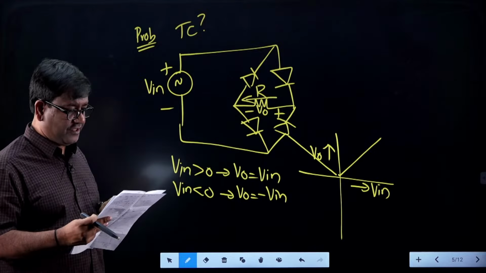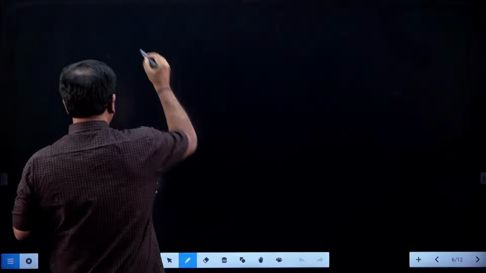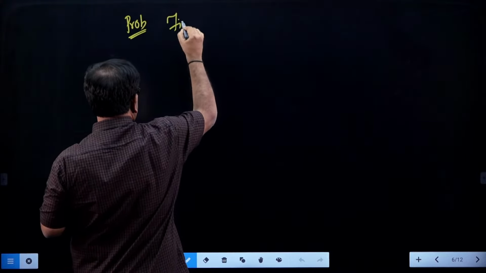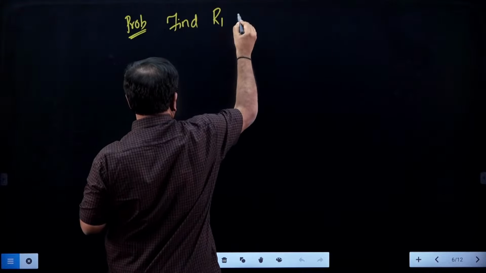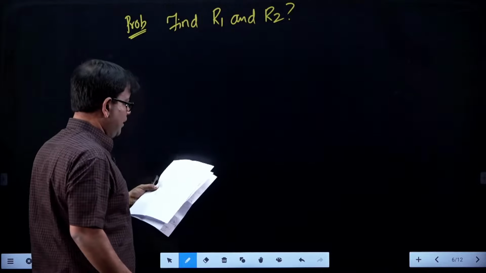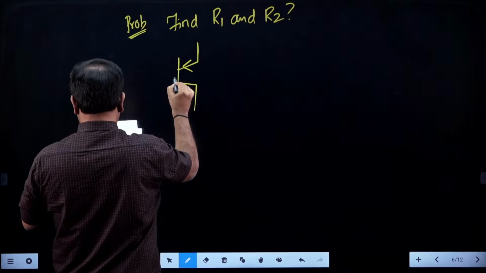One last question. Find R1 and R2. The circuit is given.